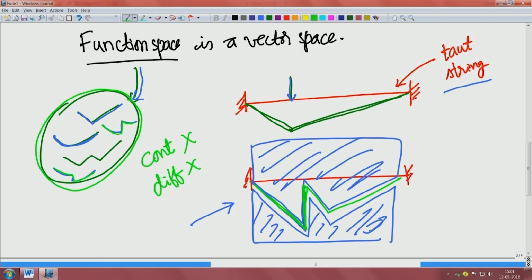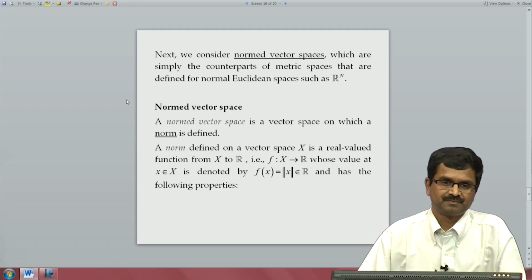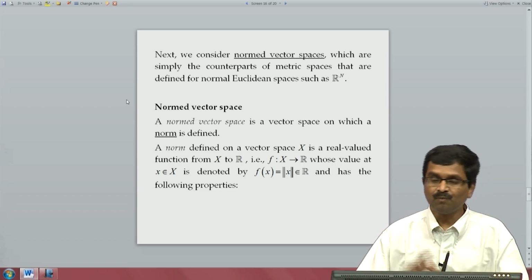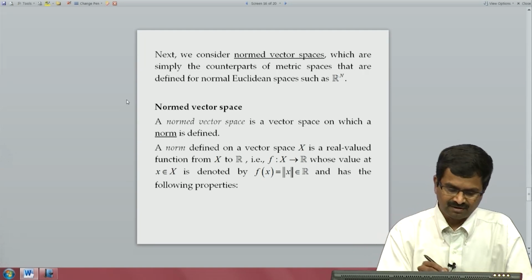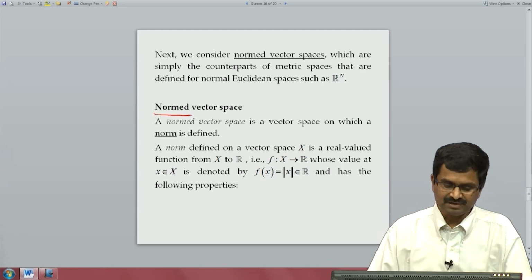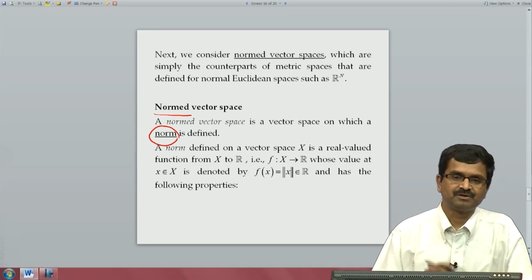You are searching in a room, you have to know what kind of a room that is. Okay. So, for that we need to understand what is called a normed vector space, okay, and some properties of that. We know what a vector space is now. Now, we add a qualifier called normed. Right. What does it mean? It simply means that along with a vector space there is something called a norm also.